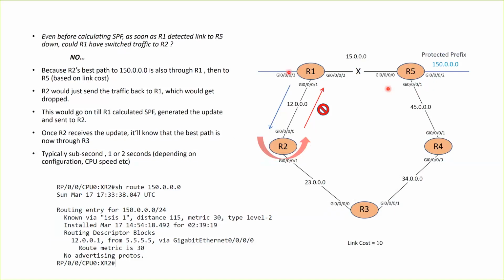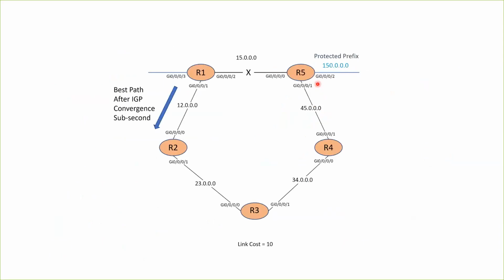That's why FRR came into being. This is exactly what I explained: if the R1 to R5 link goes down and R1 converges in 100 milliseconds that it has to go through R2, R2 has not converged yet, because R2 has to receive an update from R1. So once R1 sends traffic to R2, R2 will loop it back because R2 has not yet converged. This is the issue. After a few hundred milliseconds, R2 converges and then R1 can send traffic to R2.